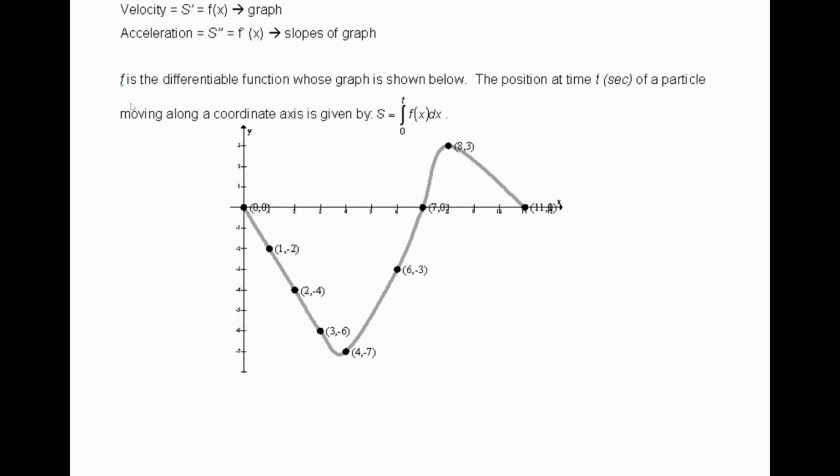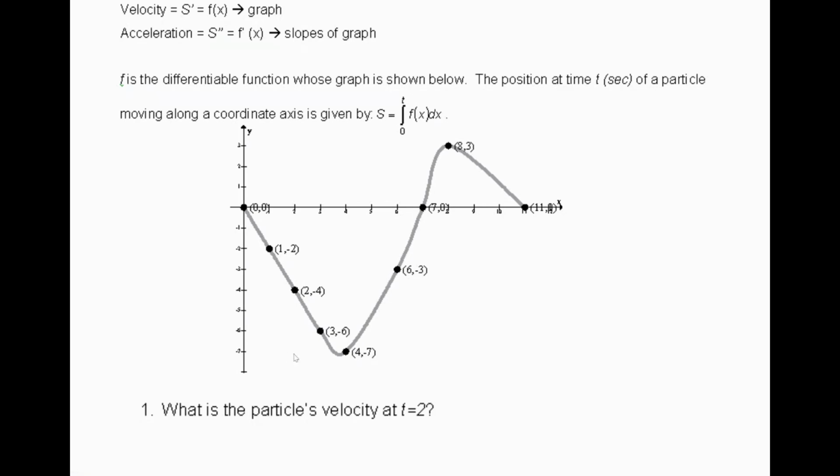So what we've got here is a differentiable function, and the position at time t of the particle that's moving along some sort of coordinate axis is given by this function in here. But of course, we've got the information up here also. So let's try and run through a few questions.